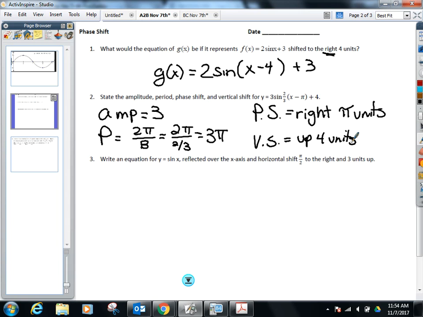Any questions from you guys? Go ahead, let me see you write the equation for 3 then. A sine curve reflected over the x-axis, horizontal shift of pi over 2 to the right, and then 3 up. See what you got for me. You don't even have to worry about amplitude or frequency here.